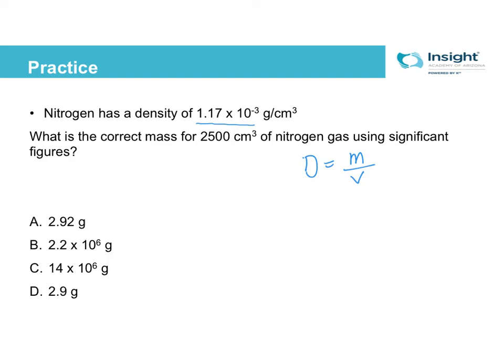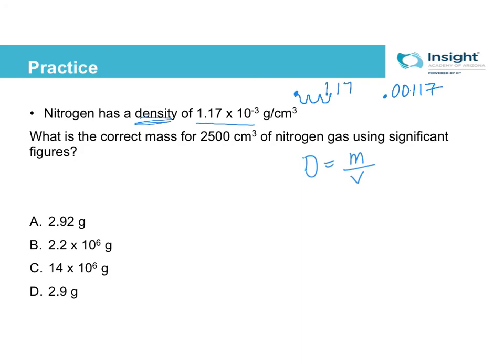So, to do that, 1.173 times 10 to the negative third means we moved our decimal 3 spots to the right. So to undo it, we need to move it 3 spots to the left. We're going to take this 1.17 and go 1, 2, 3, and put zeros in there, so it's decimal 0, 0.00117. And that is our density.